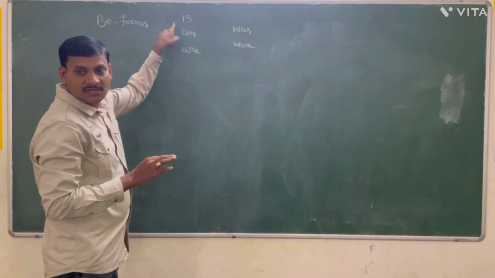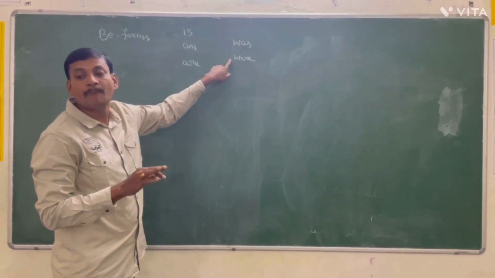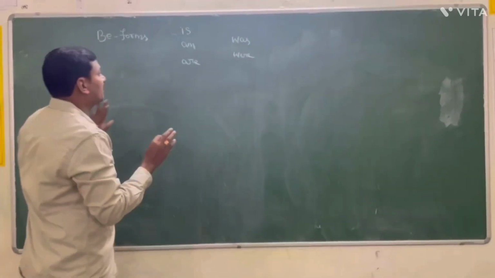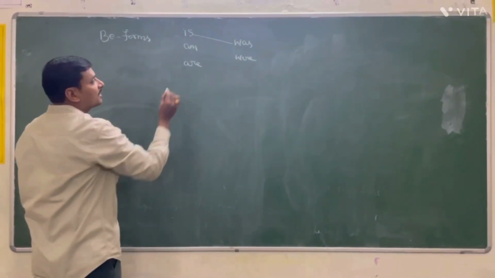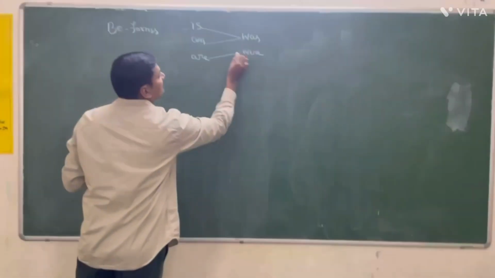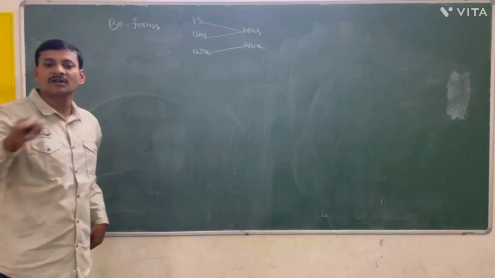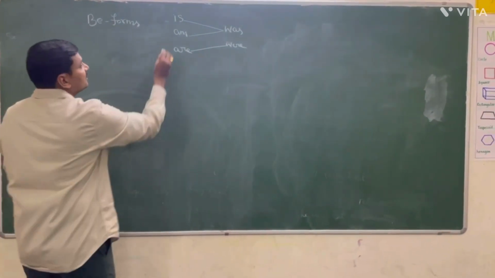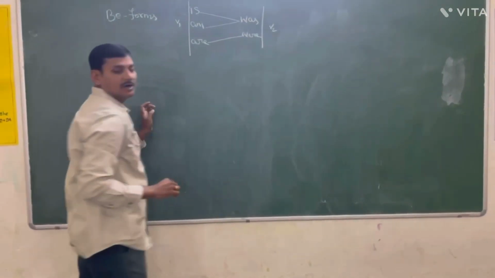Is, am, are, these three are called present be forms. Was and were, these two are called past be forms. The past form of is is was. The past form of am is was. The past form of are is were. Understood? Is, am, are, was, were. These five are called be form verbs. These three are present be form verbs, and these two are past be form verbs.